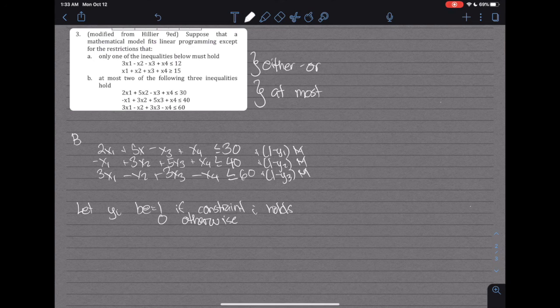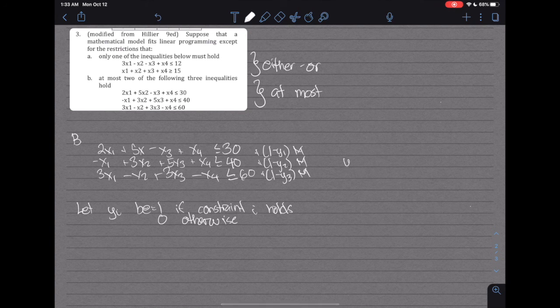And again, similar to the first example, if a constraint holds, the coefficient of M becomes 0, and we go back to the original form of the constraint. If it doesn't hold, you have an expression that is less than or equal to a very big number M, which makes it redundant and therefore makes it not hold. But we have an additional constraint that at most two of these constraints hold.